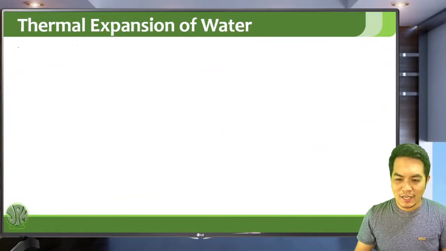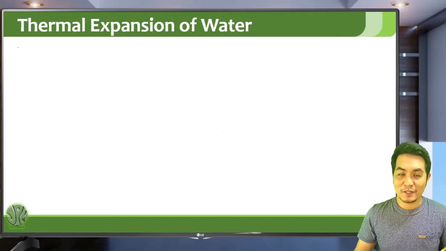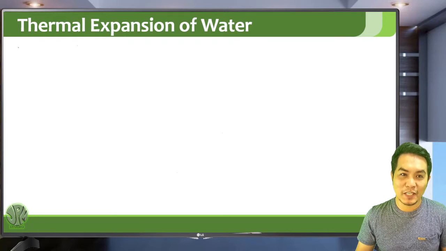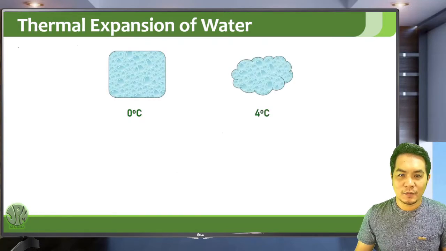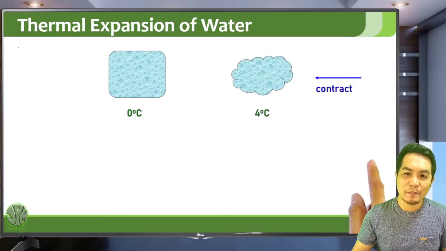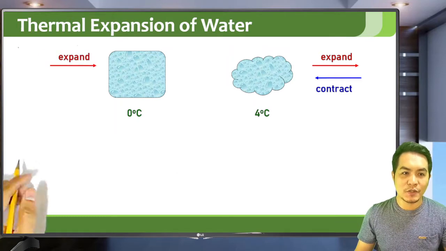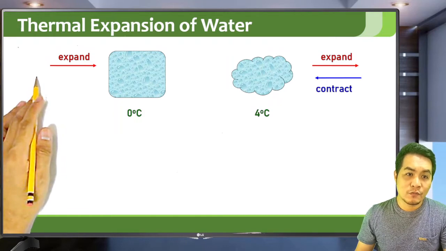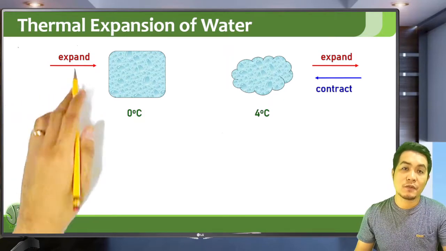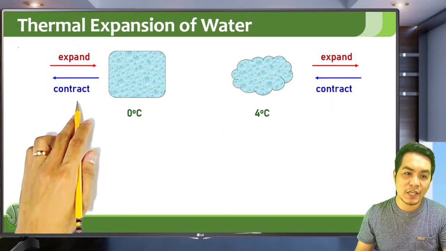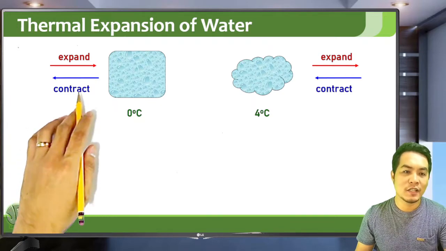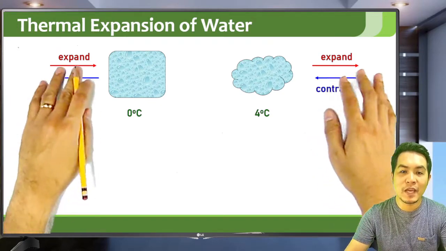So before we end this lesson, let us discuss the thermal expansion of water, because there is an abnormal behavior of water with respect to thermal expansion. So above 4 degrees Celsius, when you decrease the temperature of water, it's normal, it will contract. And if you increase its temperature, it will expand. Below 0 degrees Celsius, if you increase the temperature of ice, say for instance from -5 to -3, of course ice will expand. And if you decrease the temperature further, say from 0 to -5 degrees Celsius, ice will contract. So these are normal behaviors in this region.